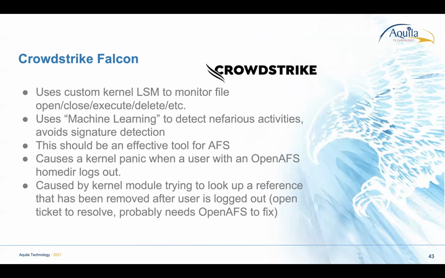I've also used CrowdStrike Falcon, and it uses a custom Linux kernel module to monitor files. It looks for basically file open, close, execute, file system actions. And it uses some sort of machine learning algorithm that is proprietary to detect whenever there's some sort of nefarious activity going on. And this way it avoids having to do signature detection because it's not actually looking at the contents of the file. It's just looking to see what files are being opened and looking for patterns. And really, this should be an effective tool for AFS.